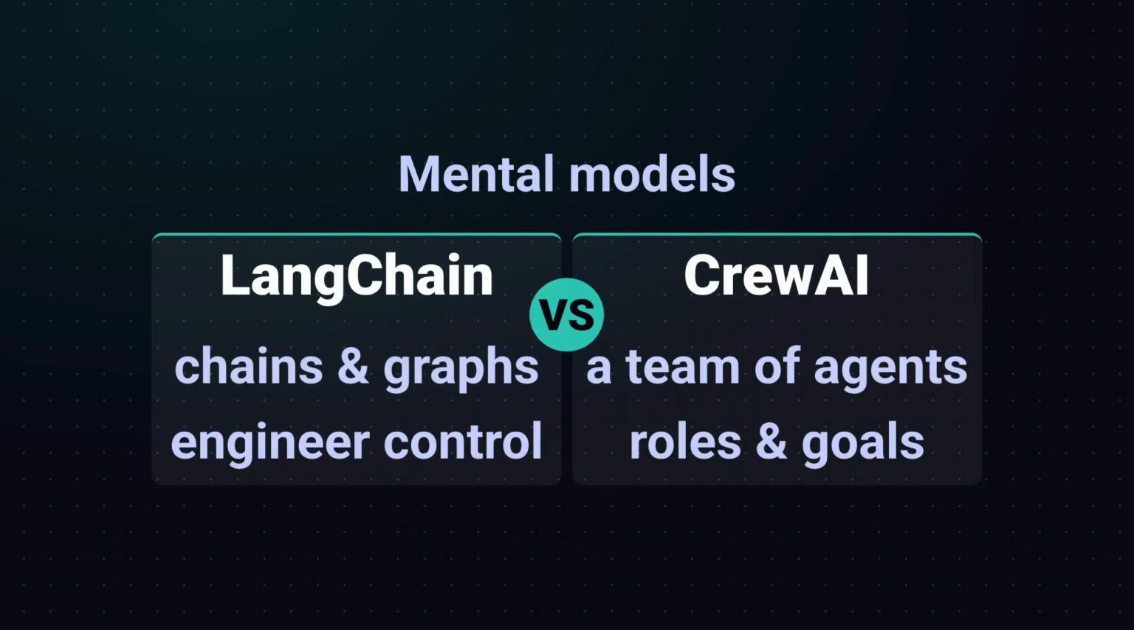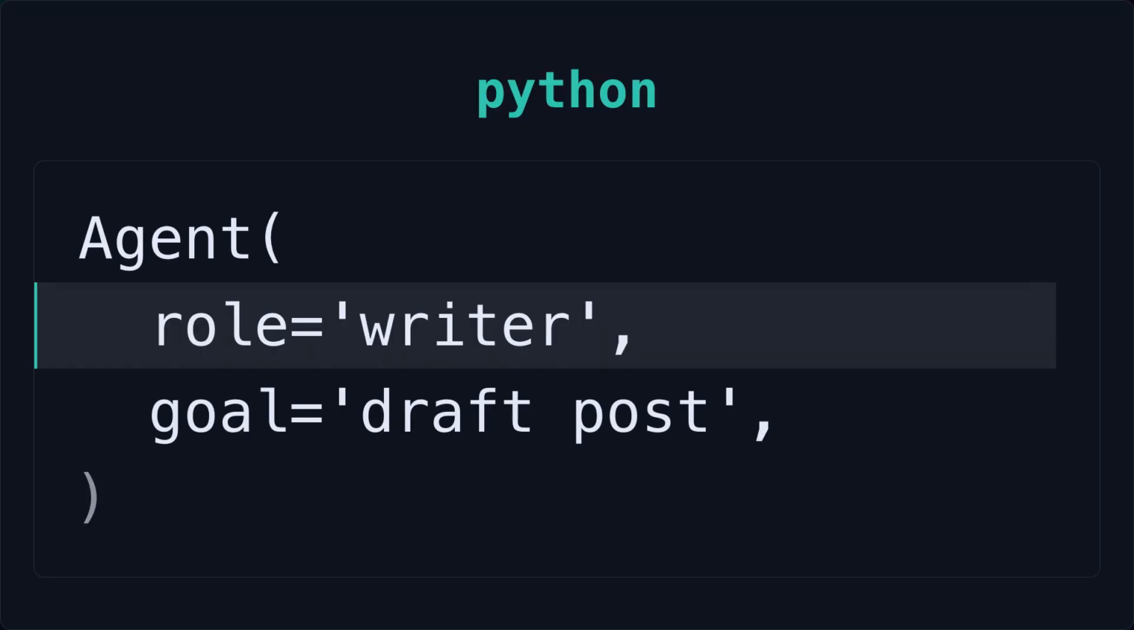CrewAI takes a fundamentally different mental model. Instead of thinking in chains and graphs, you think in terms of a team. You define agents with roles, goals, and backstories, a researcher, a writer, an editor. Then you hand them tasks and let them collaborate. If you've ever wanted to say one agent gathers the facts, another turns them into a blog post, and a third checks it for tone, CrewAI maps almost directly onto that intuition. The abstraction is people-shaped, which makes it remarkably fast to prototype something that feels like a working team.